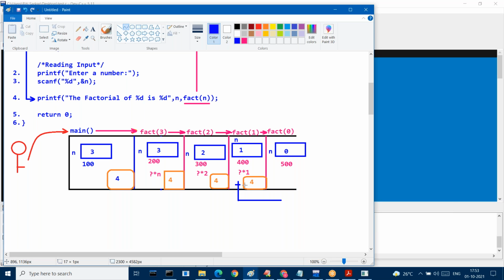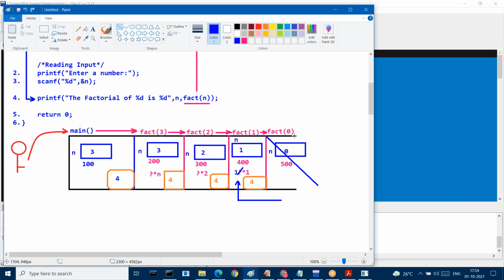Now fact 1 was stuck, guys, because he was not having that value. Now suddenly by getting this value, he felt very happy, because earlier he was not able to do that multiplication. Currently he received the value from fact 0, and now he says, I will do the multiplication. Once he does the multiplication, in the meantime fact 0's story completely ends. Removed from the stack. That means a pop operation, sir.